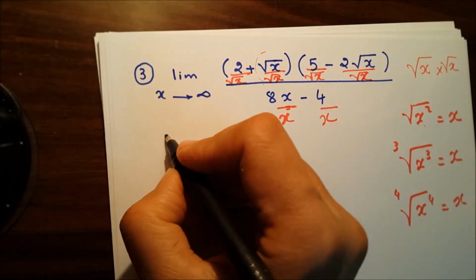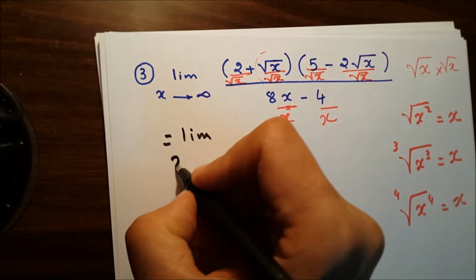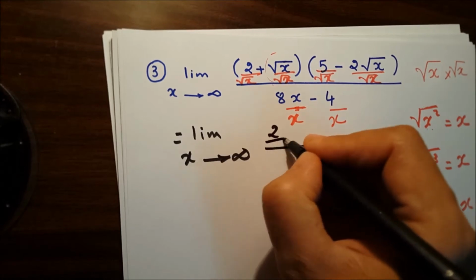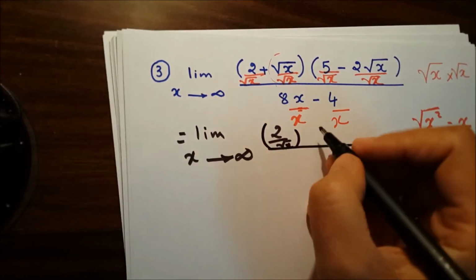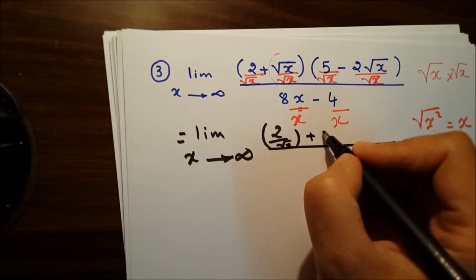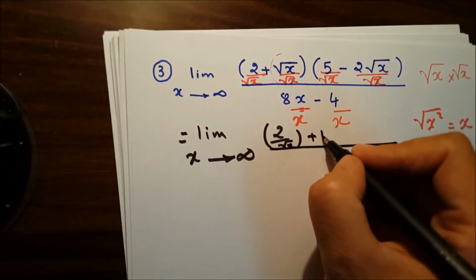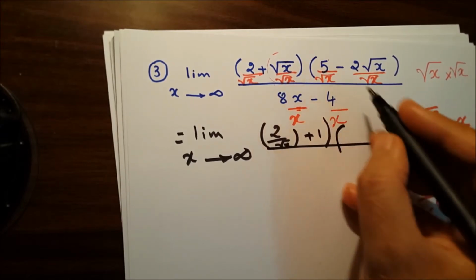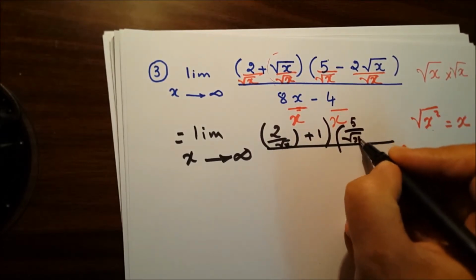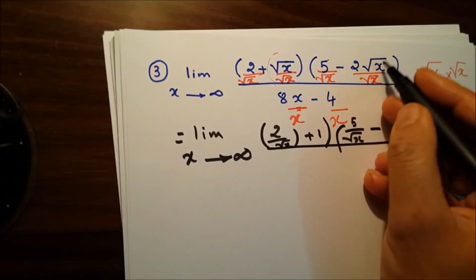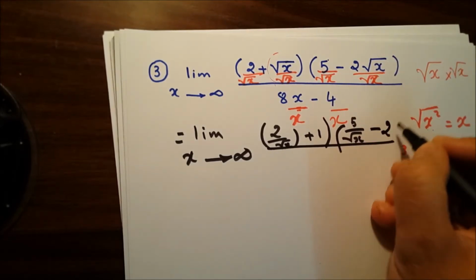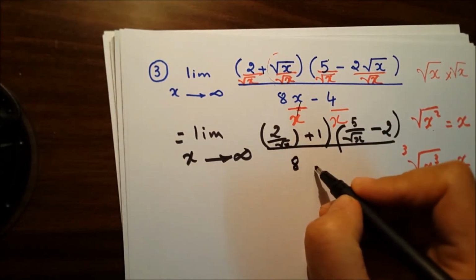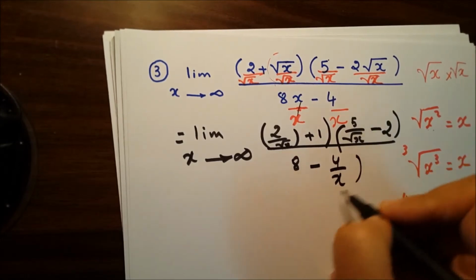Now let's simplify. This is equal to limit as x tends to infinity of, so 2 over square root x plus 1, square root x over square root x to be 1, close the bracket, and times 5 over square root x and minus 2 square root x over 2 square root x cancel each other, so minus 2, and down it's 8, x over x cancel each other, so it's 8 minus 4 over x.